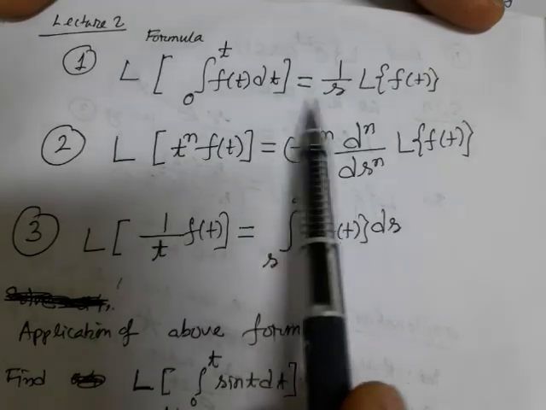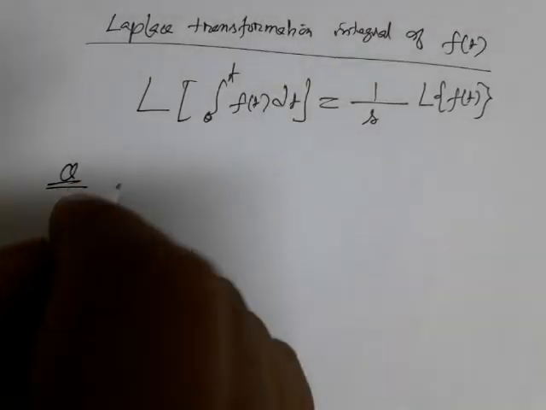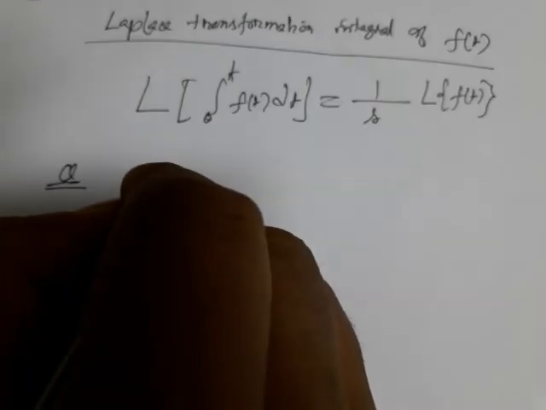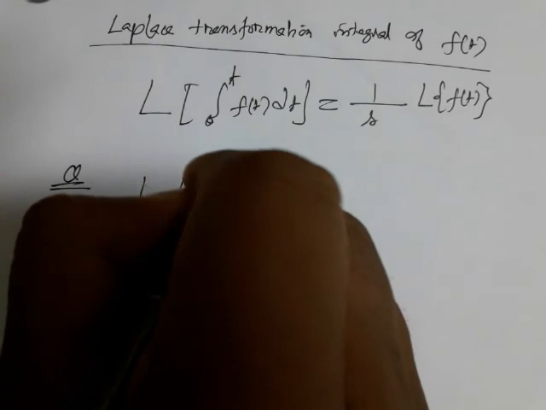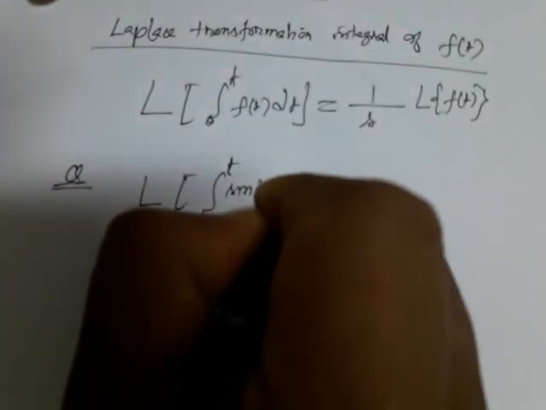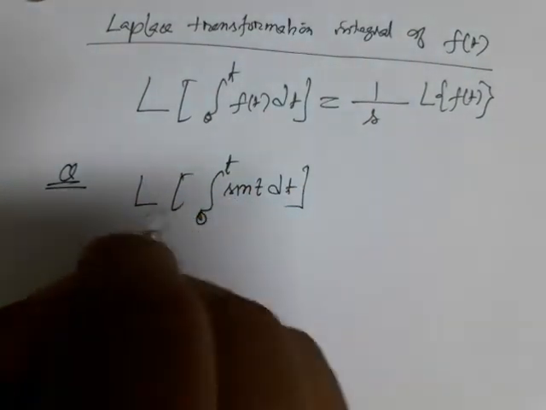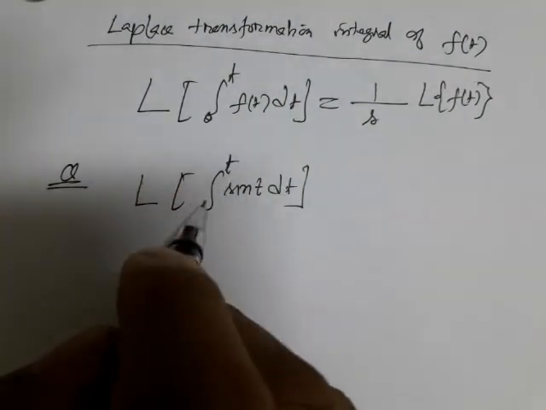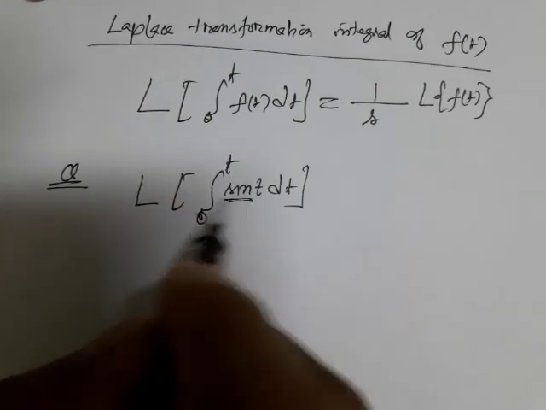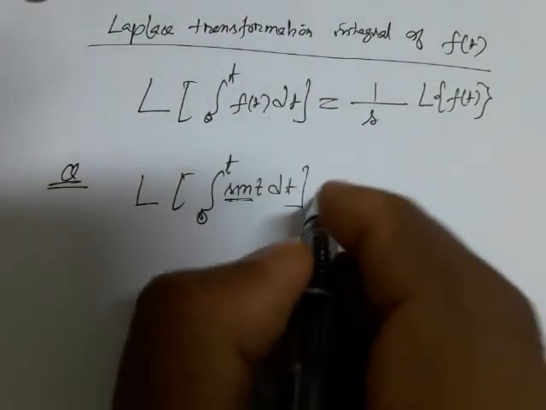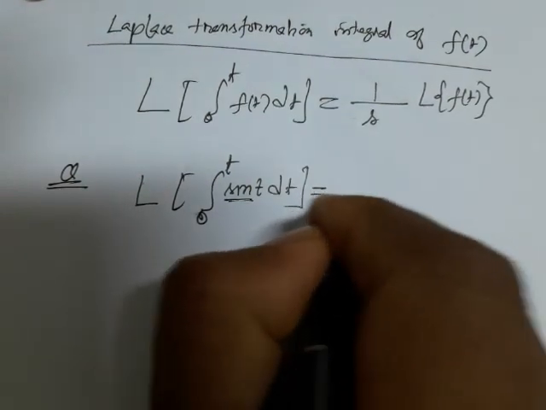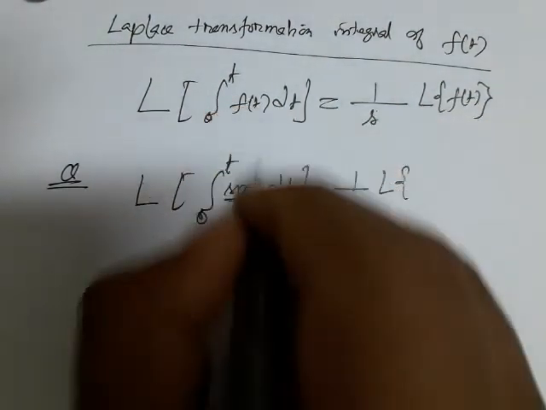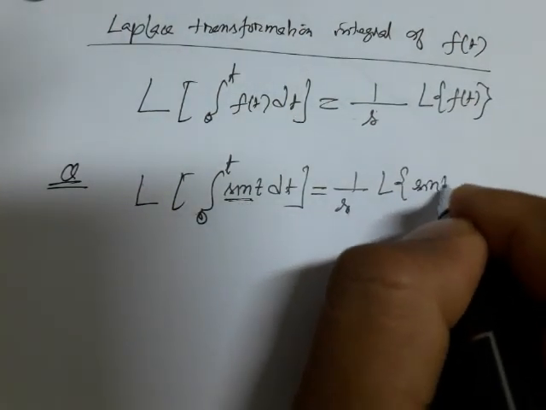So see this formula. Using this formula we will solve these problems. Find out the Laplace transformation of integral 0 to t of sin t dt. If this is 0 to t, then only we can apply this integral formula. So now see, what is f of t here? This is f of t. So using this formula, what can we write here? We can write 1 by s, this comes from this formula, and L of, what is f of t? f of t is sin t.